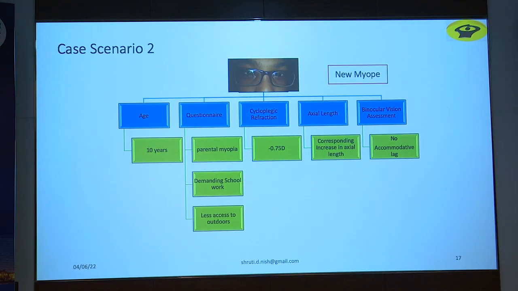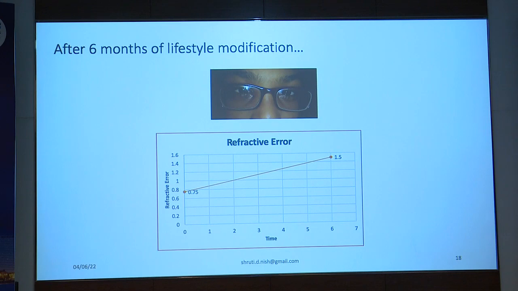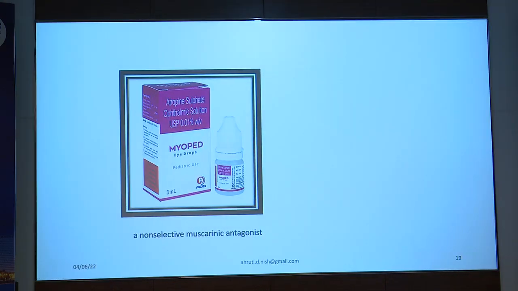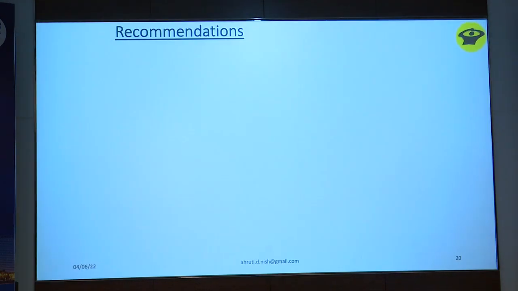So this is case scenario 2. It's a new myope, minus 0.75 diopters. Again, here I start glasses and lifestyle advice. I still don't start them on atropine on the first visit. But after 6 months, the same kid goes to minus 1.5 diopters. So it's a progressive myope. At this point, we can start them on atropine.